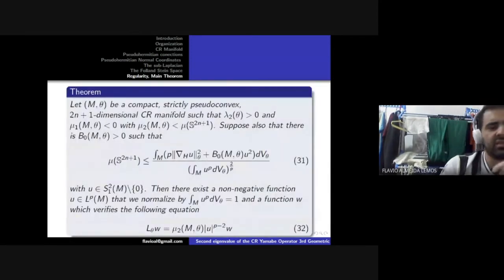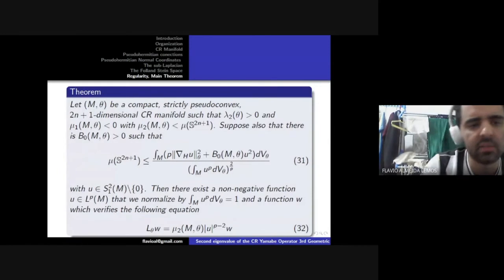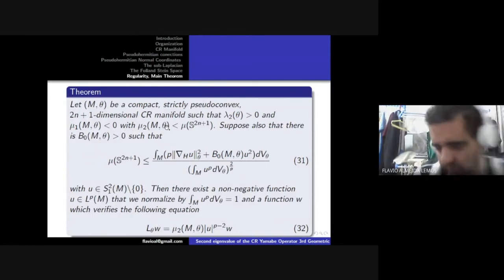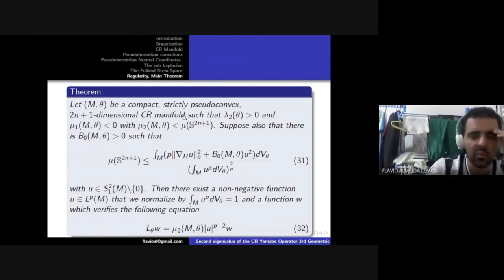All right, we have the theorem. Let M be a complex, strictly pseudo-convex, 2n plus 1 dimensional CR manifold such that the second eigenvalue is strictly positive and the first CR Yamabe invariant is negative, with this inequality. We will prove this condition is not necessary here. Okay, we prove that this inequality is true.